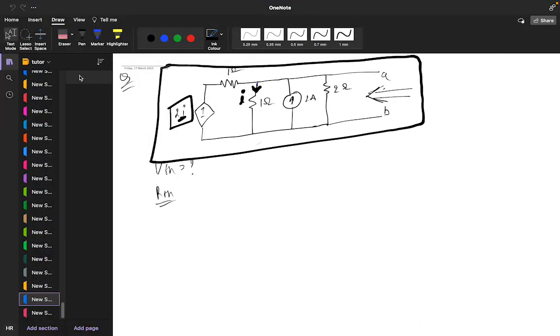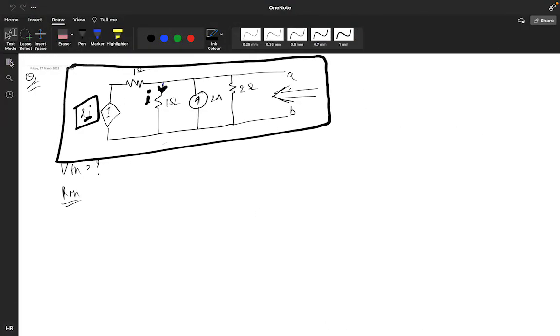So yeah, we are discussing finding the value of VTH and RTH. So how will we calculate the value of VTH and RTH?